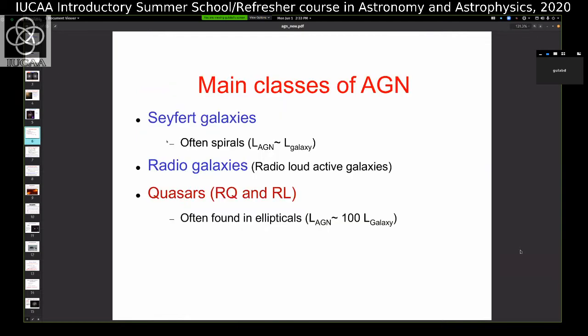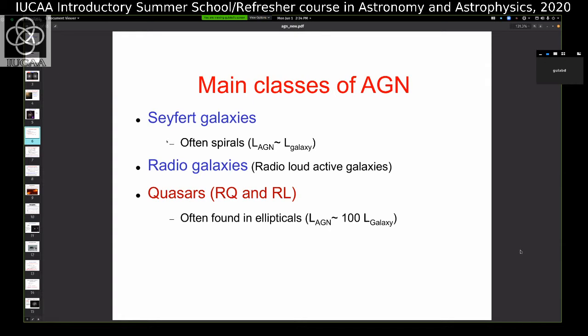There are a number of types of active galactic nuclei, but essentially all of them can be put in three major categories. One of them is called Seyfert galaxies. The active nuclei in Seyfert galaxies are hosted by spiral galaxies, and the luminosity or the power output from the nucleus itself is comparable to the luminosity of the entire galaxy, consisting of a huge number of stars. Then there are radio galaxies.